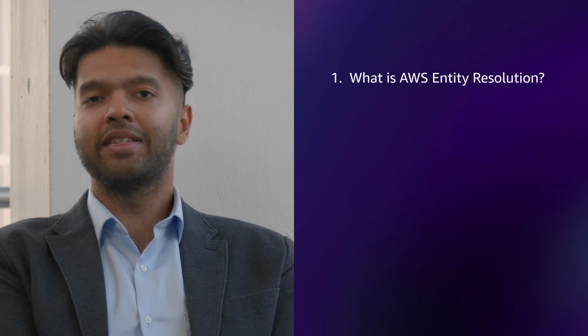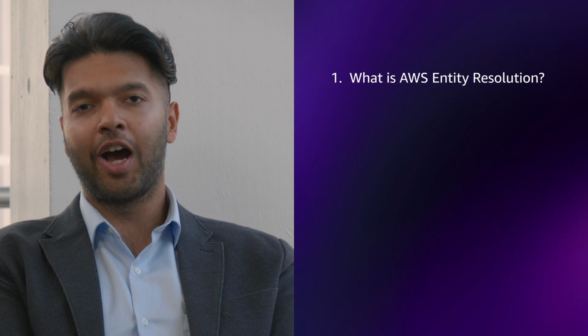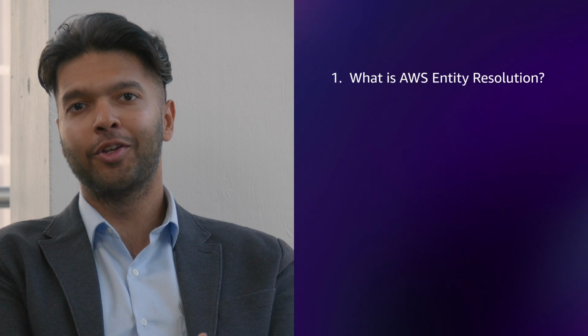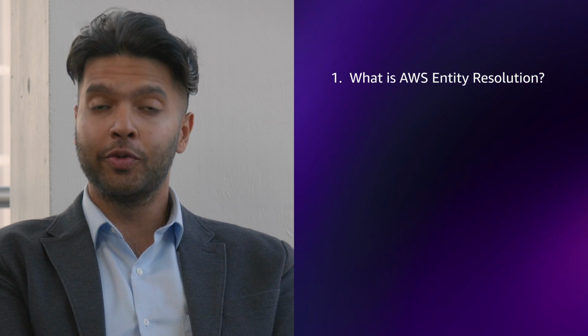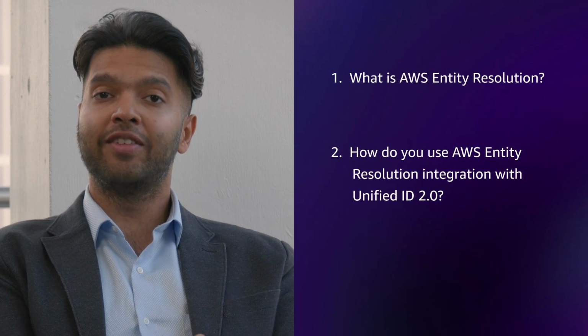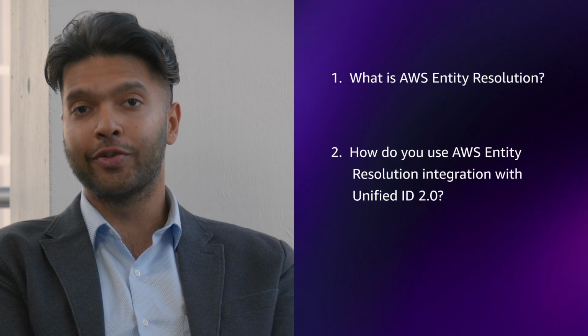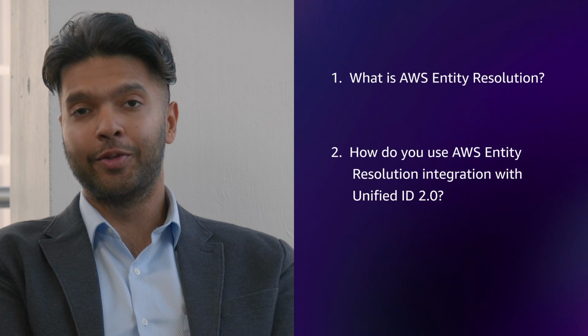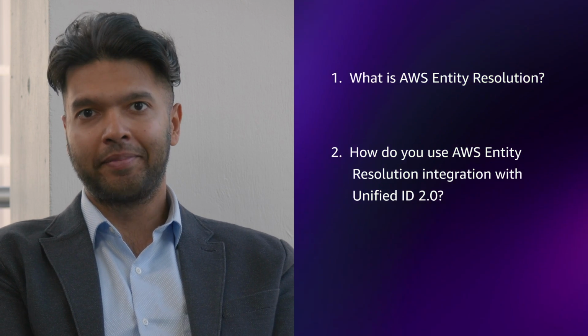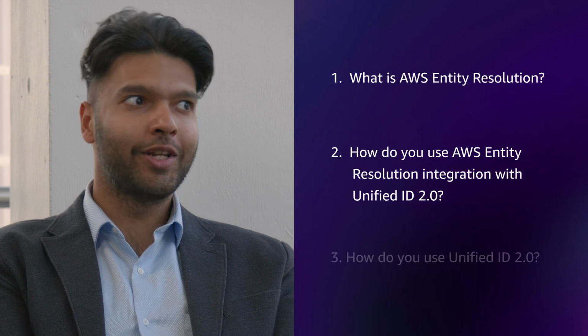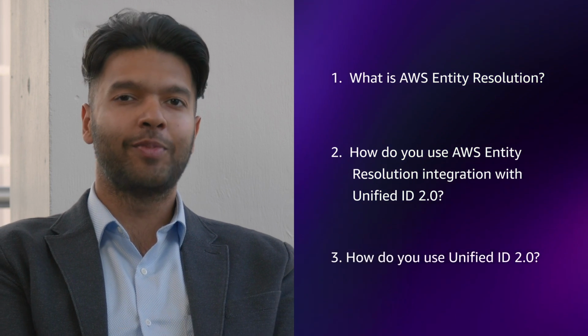Let me summarize this for everybody watching the video, what all we learned today. Today, we learned about three things. Number one, what is AWS Entity Resolution and how it helps you to match and link your consumer records. Number two, how do you effectively create UID 2.0s using AWS Entity Resolution within a few clicks. And three, how to use UID 2.0 across the DSP of your choice.